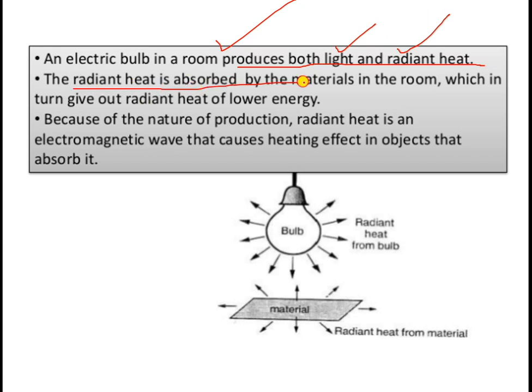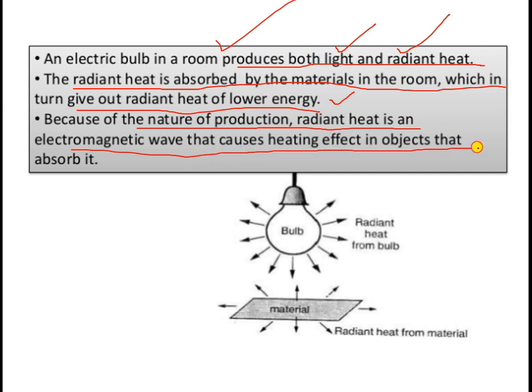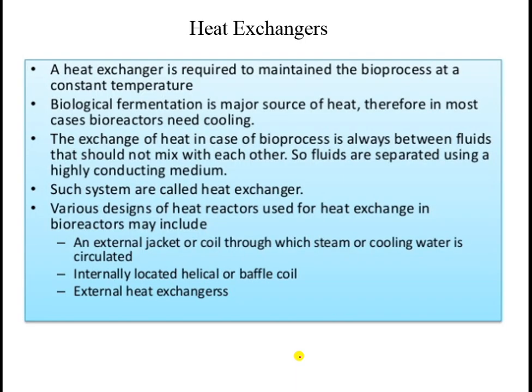The radiant heat is absorbed by the materials in the room, which in turn give out radiant heat of lower energy, and that increases the temperature of the room. So radiant heat is an electromagnetic wave that causes a heating effect in objects that absorb it. The bulb radiates, it is absorbed by the materials inside the room, and they re-radiate again, so the increase in temperature takes place.